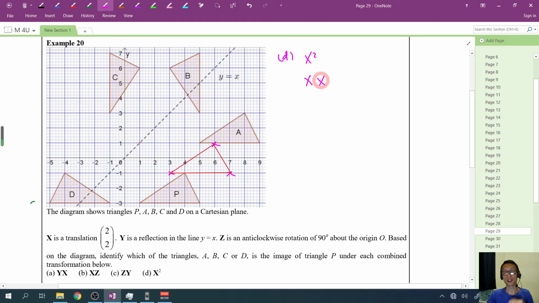We want to continue with the second time of X, the second transformation, which is also a translation. Okay, 1 2, 1 2. Here, 1 2, 1 2. Here, and the last one, 1 2, 1 2. Okay, so this triangle A is the image of triangle P under this combined transformation X squared.